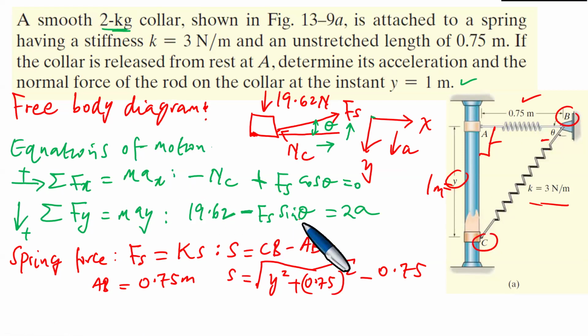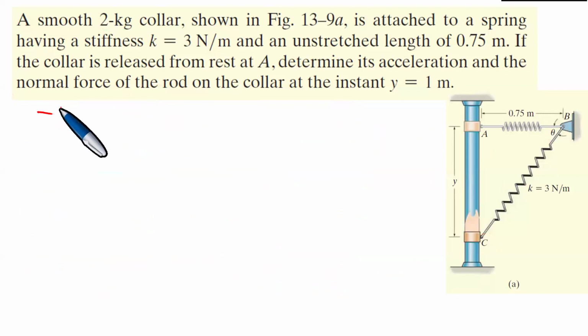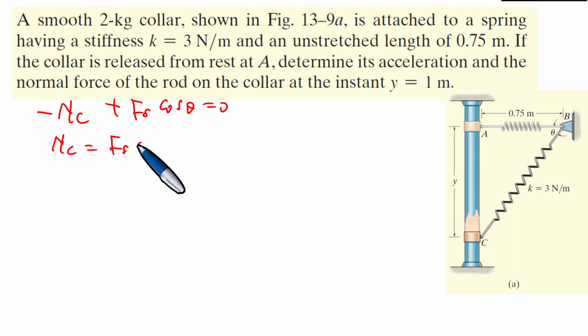Right, so we go back to these particular equations, and this one is good: minus NC plus Fs cosine theta equals 0. I'm running out of time. Minus NC plus Fs cosine theta equals 0, which means that NC is equal to Fs cosine theta.